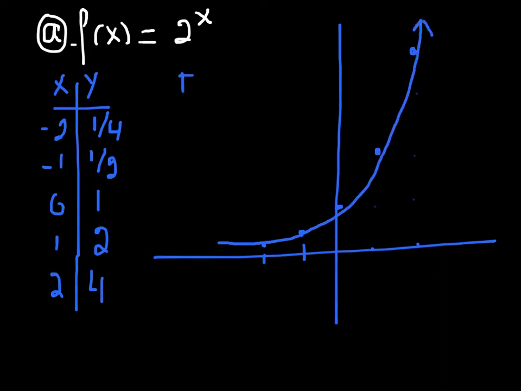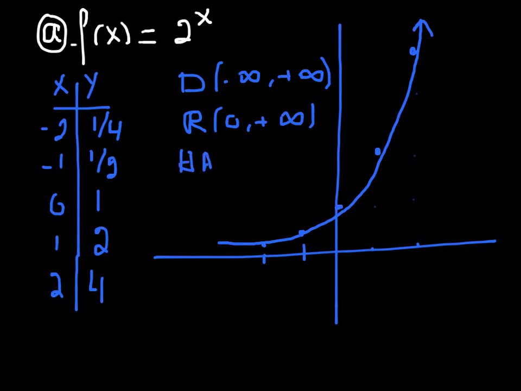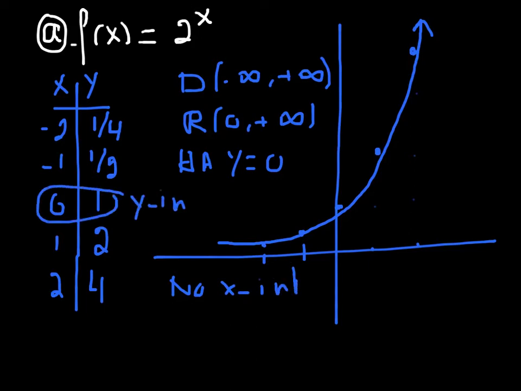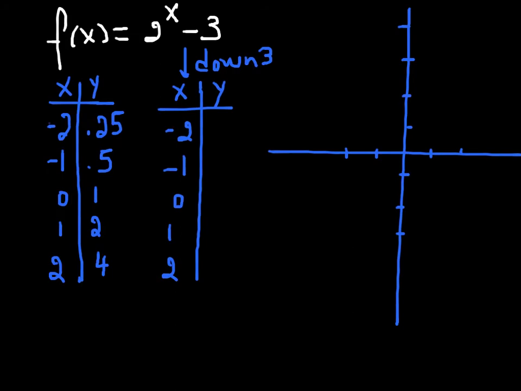Now, what's the domain of this function? It's always going to be negative infinity to positive infinity. The range is from 0 to infinity. The horizontal asymptote here is going to be y equal to 0. There is no x-intercept, and there is a y-intercept at (0, 1). This is your y-intercept.